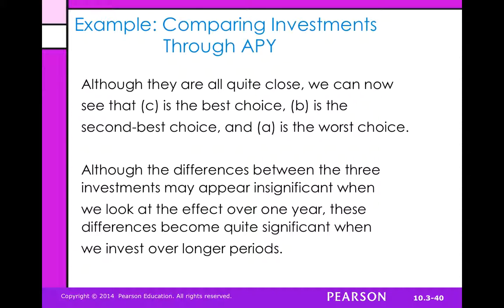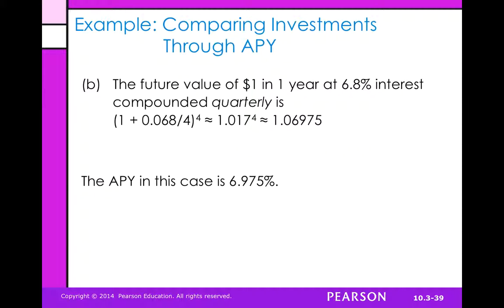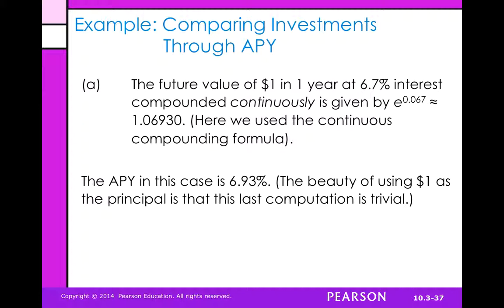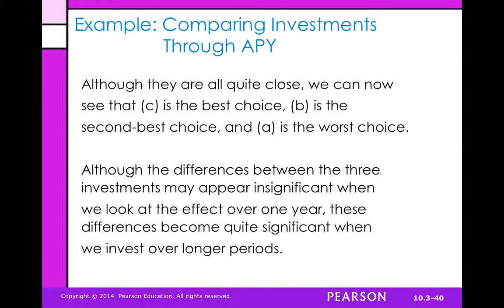So this is what we suspected to begin with, but it is very easy to come up with examples where you get something you don't expect. And the idea of this example is that computing the APY cuts through these different compounding periods. So A is compounded continuously, B is compounded monthly, C is compounded quarterly. How do you compare these things? The way you compare is by computing an APY. So once we calculated the APYs, we saw that C's was the highest, B's was the second highest, and A's was the lowest. So although the differences between the three investments may appear insignificant, these differences become quite significant if you're going to invest over like a 20 or 30 year span.